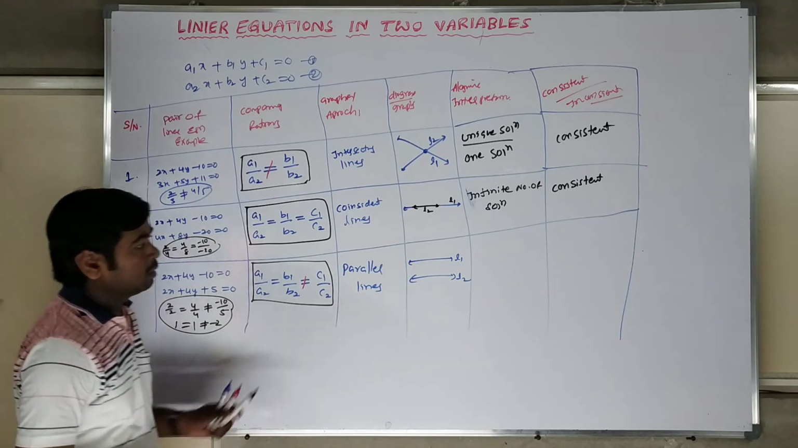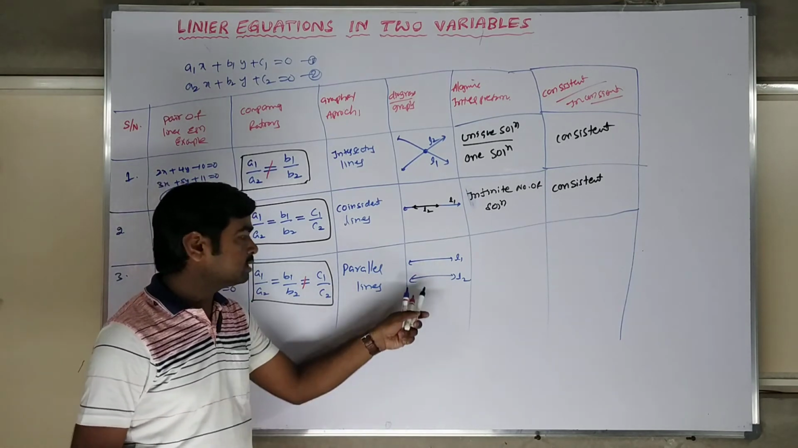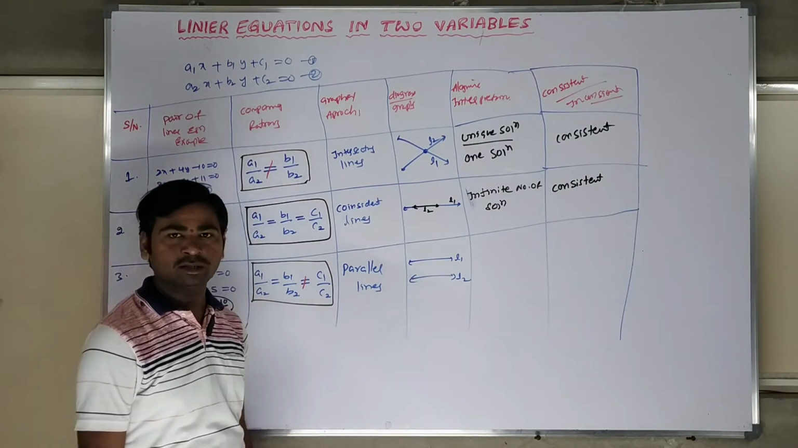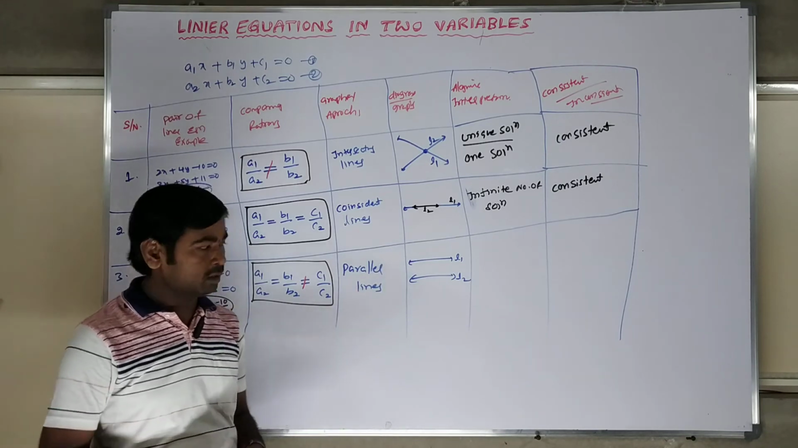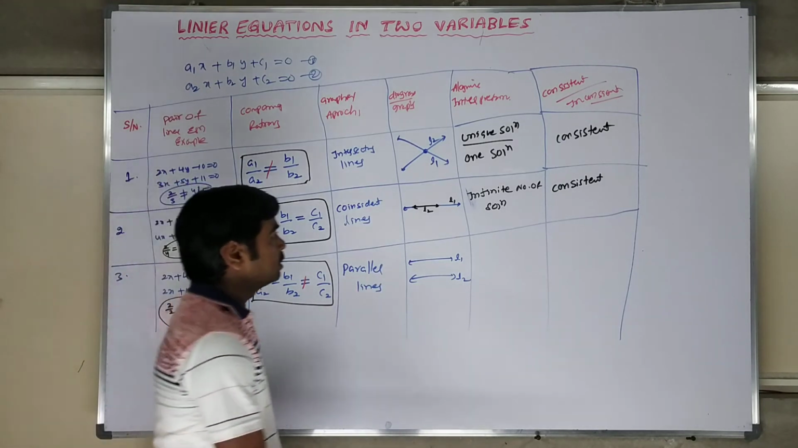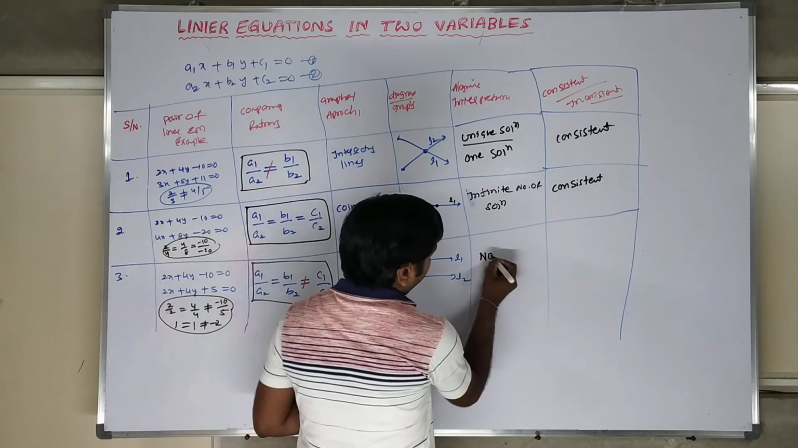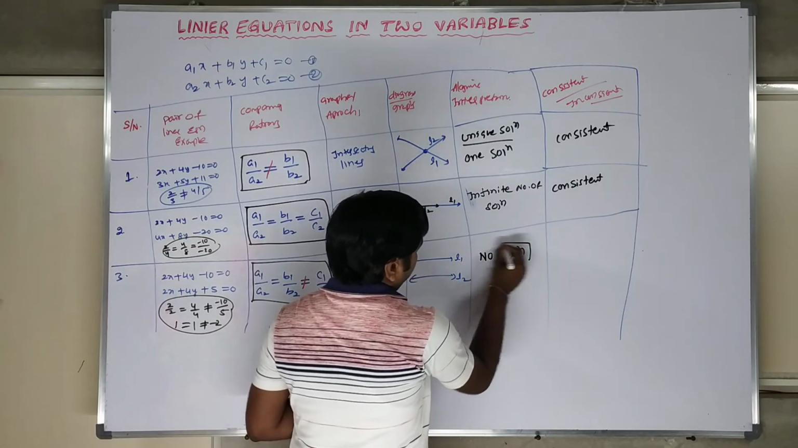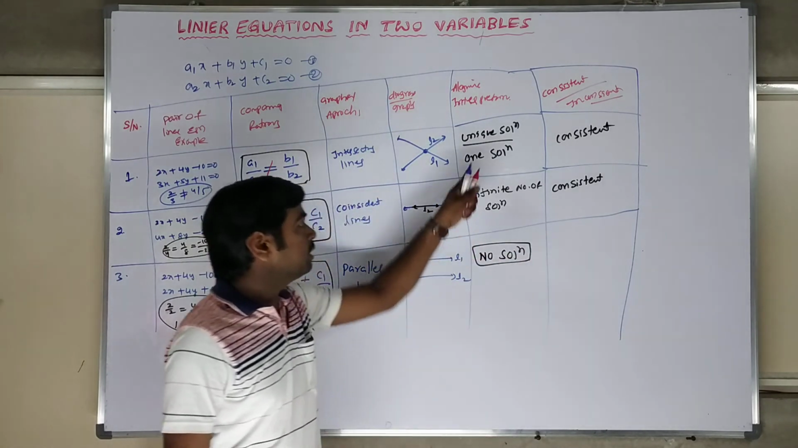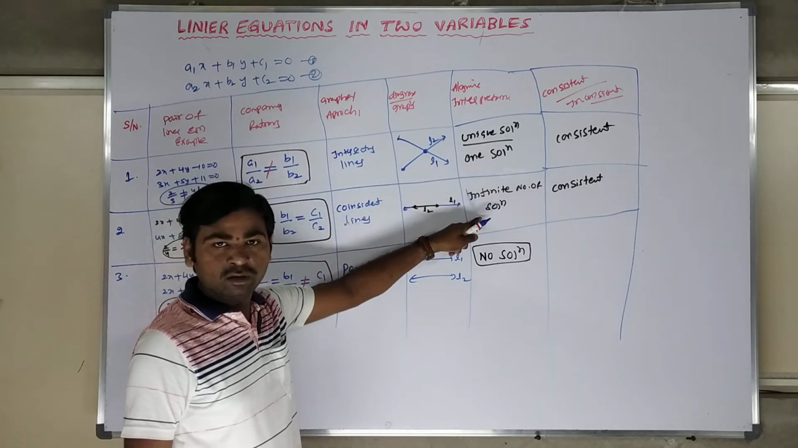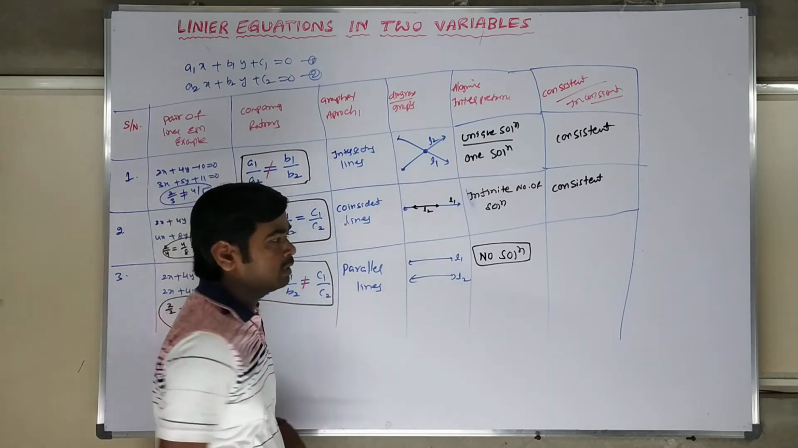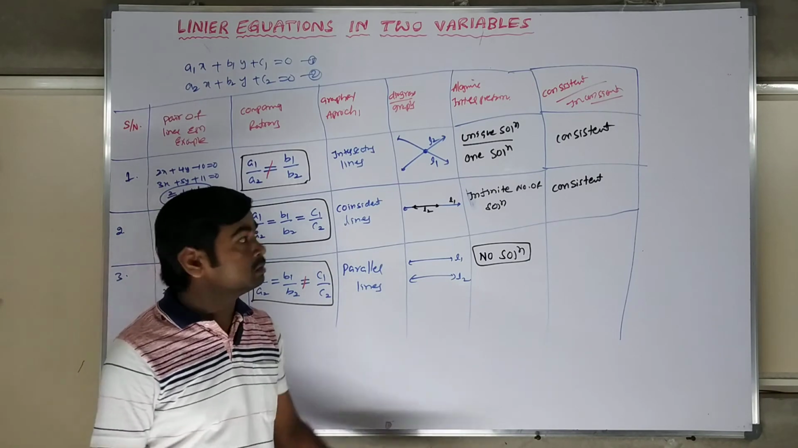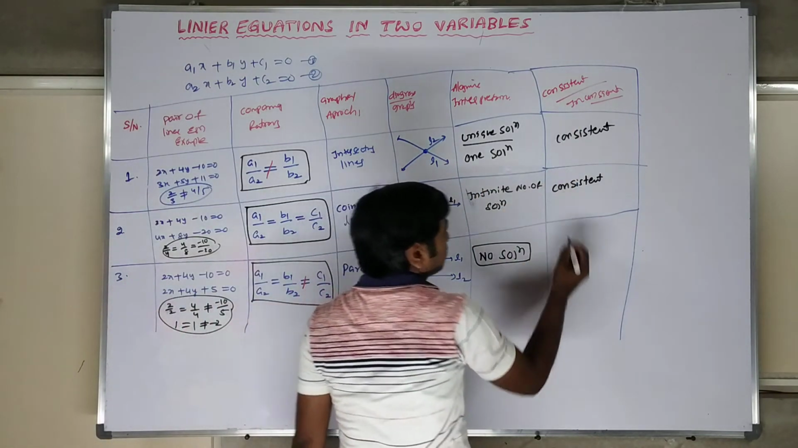When parallel lines come, is there any intersecting point? There is no intersecting point. The moment there is no intersecting point, we cannot find any solution. So it is no solution. Earlier we had a unique solution, infinite number of solutions, and now no solution, because the lines do not touch. Whenever there is no solution, you can write it as inconsistent.